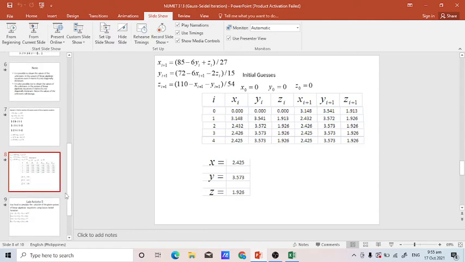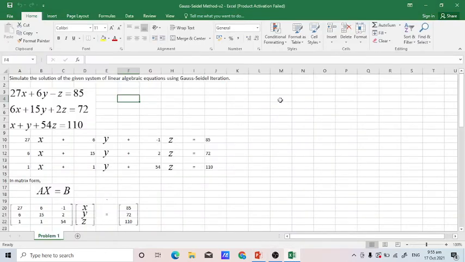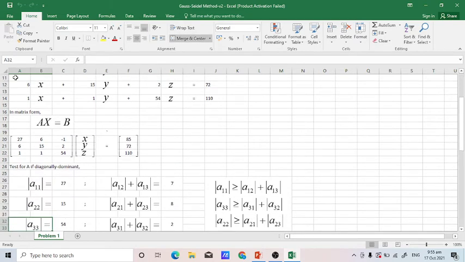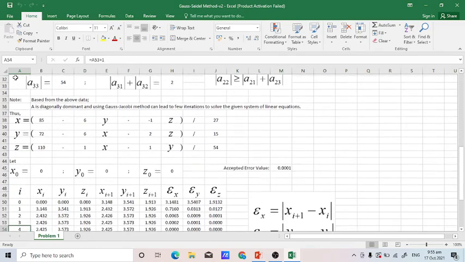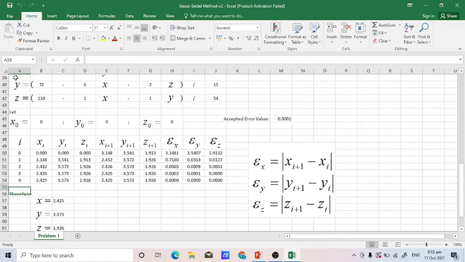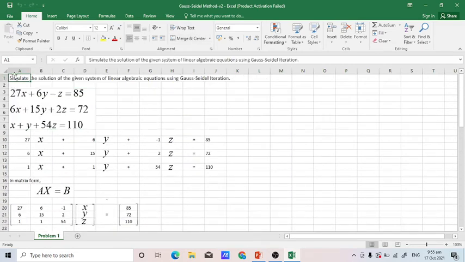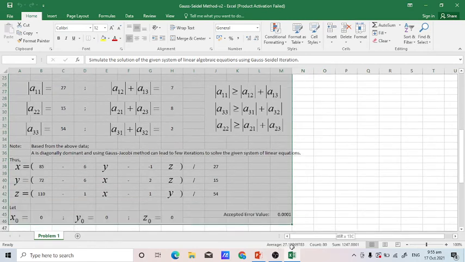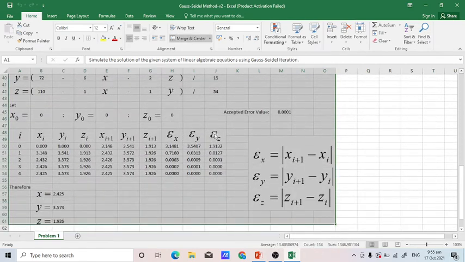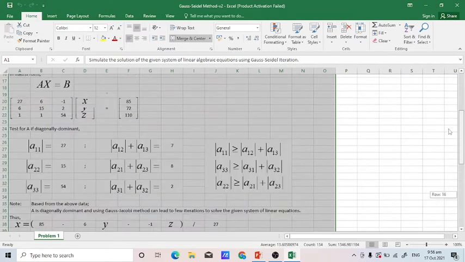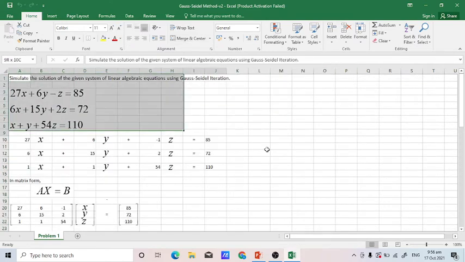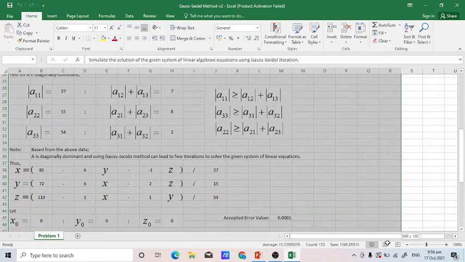You will answer an activity, but before you answer an activity, let me share the PowerPoint, the Excel file simulation of the problem. Similar lang siya sa Gauss-Jacobi. Na-discuss ko na yung Gauss-Jacobi. Meron ka lang idadagdag. Actually, kahit wala naman yung mga error na yan, okay lang. Kaya lang, for discussion purposes, in-include ko na rin.